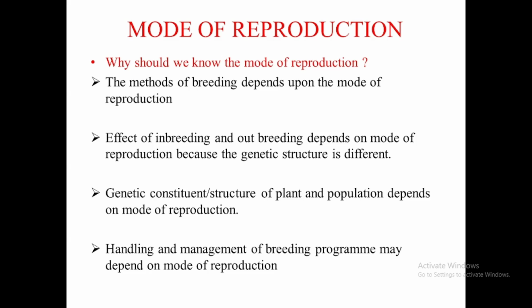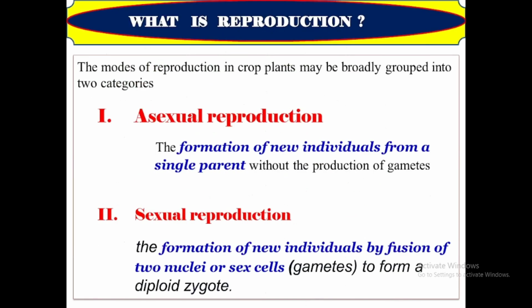3. To determine the genetic constituent or structure of a plant and population. Self-pollination promotes homozygosity, while cross-pollination promotes heterozygosity. 4. For handling and management of the breeding program. This is related to maintenance. For example, the maintenance period for hybrid variety, synthetic, and pure line is not the same. I want you all to remember the above-mentioned reasons.